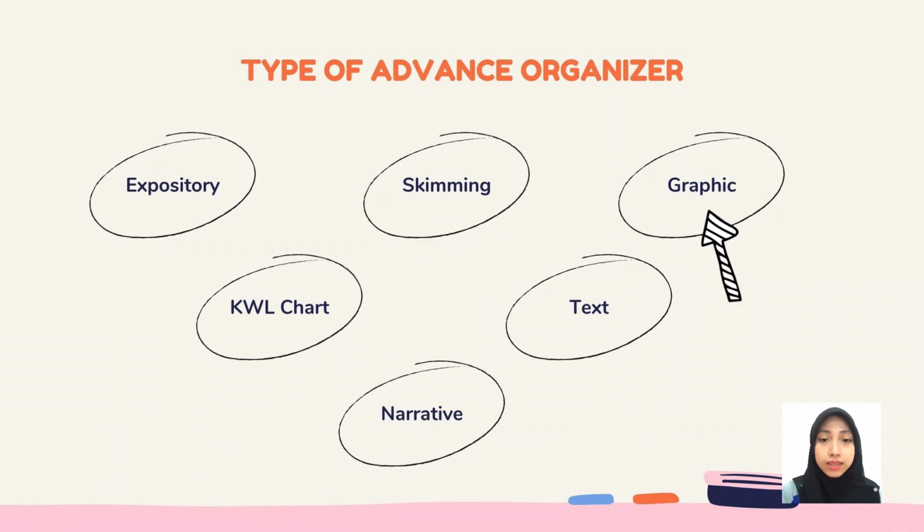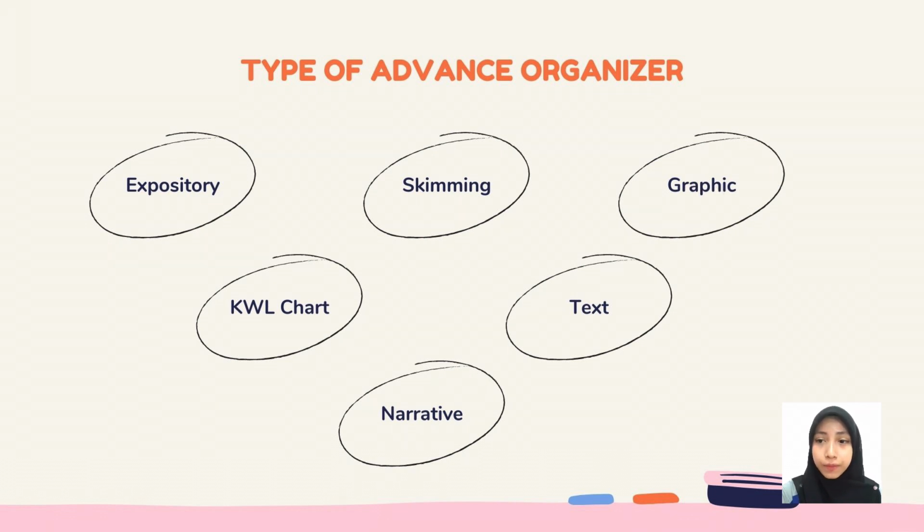Next is graphic. With graphic, we tell information visually or in a picture. For example, the teacher will give students a simple drawing of a tree with lines. It will help students to write down the ideas and important information on that tree drawing.